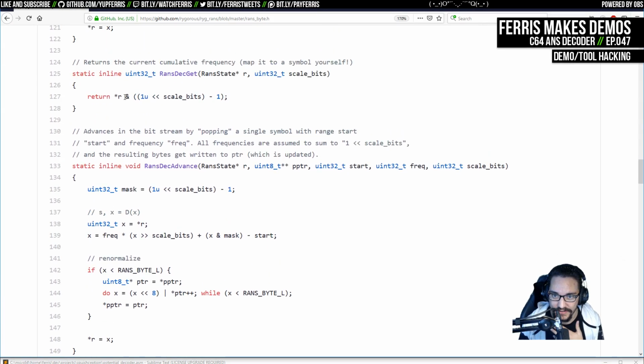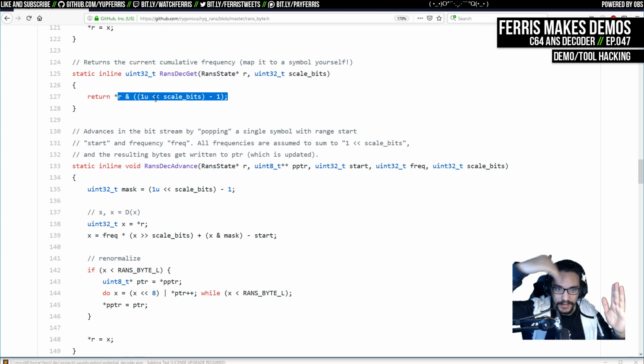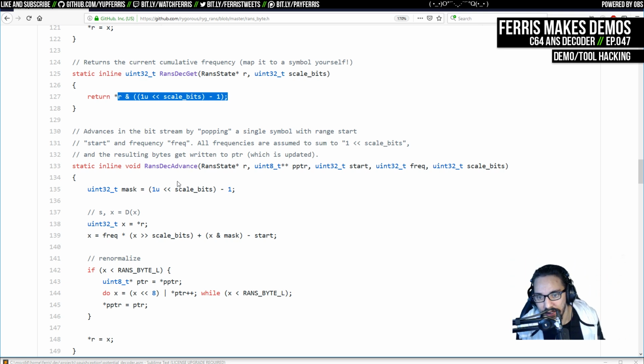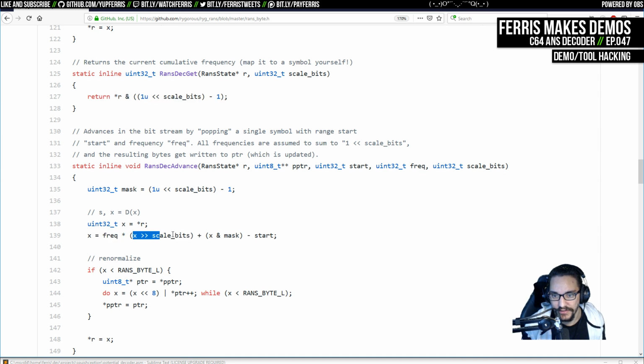And to decode a symbol, you basically mask off the bottom bits, depending on what the scale bits are. That gives you a consecutive range that is split up between your symbols, and you see within which symbol's range you are, and that gives you the symbol. Then to advance it, you do this really simple formula: you shift out some bottom bits, multiply that by the frequency, add back the lower bits from that mask, and then subtract a bias depending on the symbol, which is the start of the range for that symbol. And then while that resulting number is less than this renormalization number, you pull in bytes.